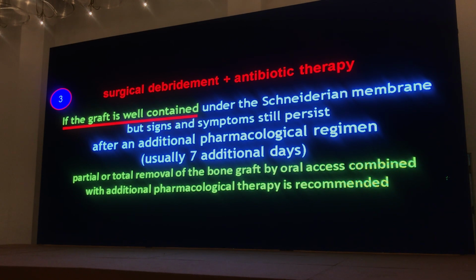There is a protocol for infections that don't go away, but it's only used in cases where the graft material is contained. So you kind of have to have a scan, take a CAT scan at some point to find out if your graft material is contained or not, because that tells you what the next phase of treatment will be. So if your graft is contained and the symptoms are still there after you've done these other things, you have to consider partial or total graft removal.